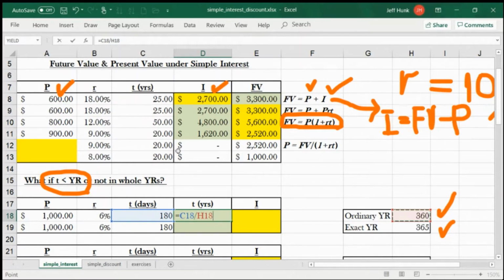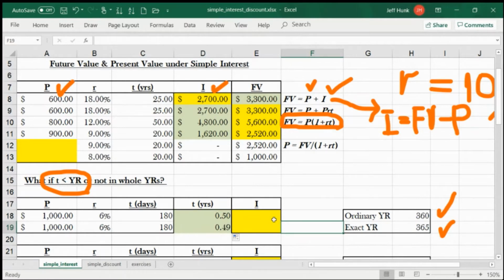So then it's exactly half a year. You can do the same with the exact interest year. All you need to do is copy and drag it down, and there you go. If it is the exact interest year, it's going to be 365 days.